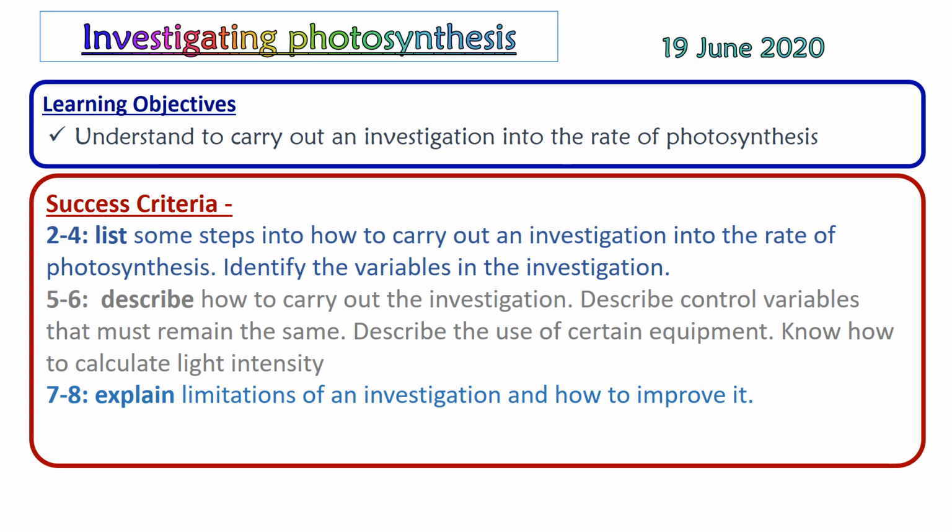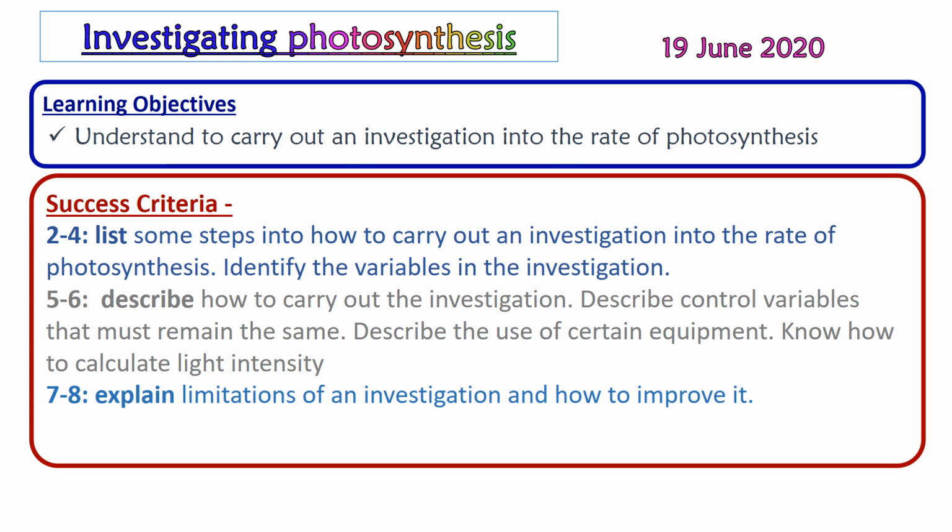5 to 6, we need to be able to describe how to carry out the investigation. So we would need to know the full method, describe the control variables that must remain the same, so being able to identify them and also how you control them. Describe the use of certain equipment, so why are we using a meter stick, why are we using an LED lamp or normal lamp, why are we using pondweed, so we looked at that in a previous lesson because it's easy to see the oxygen being produced, those kind of things. And also know how to calculate light intensity, so we do need to know that equation if you're going to be sitting the higher exams.